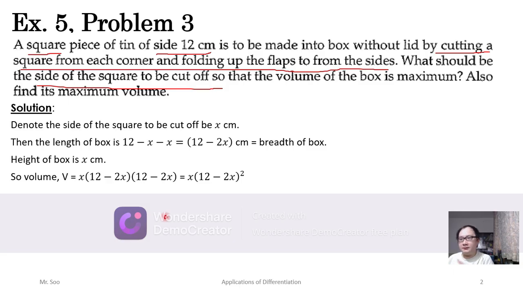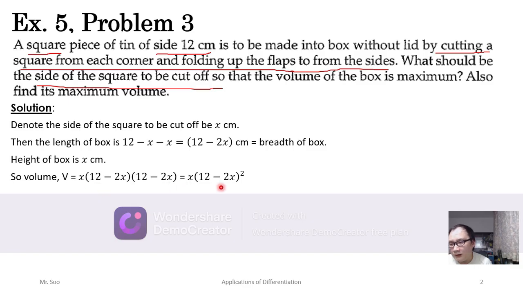Okay, and we cut off from each of the corners, folding up the flaps to form the sides. Meaning, your initial length is 12, you need to minus off x from the length and minus off x from the width. Hence, we have 12 minus 2x. This is how you get the expression for the dimension of the length or the width. And because a square has congruent sides, that is why 12 minus 2x has a power 2 here. So one is the length, the other one is the width.